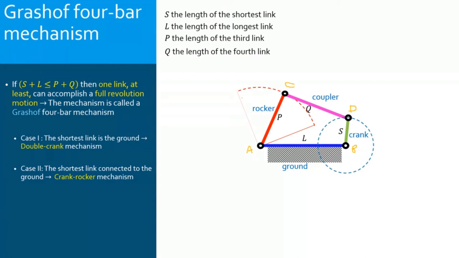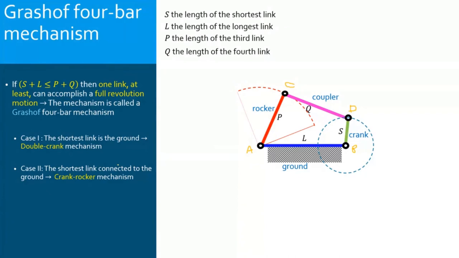It's limited in a certain range. So the red bar here can only take some position, cannot go to some other position. The angle range is limited. This is called a crank rocker mechanism.